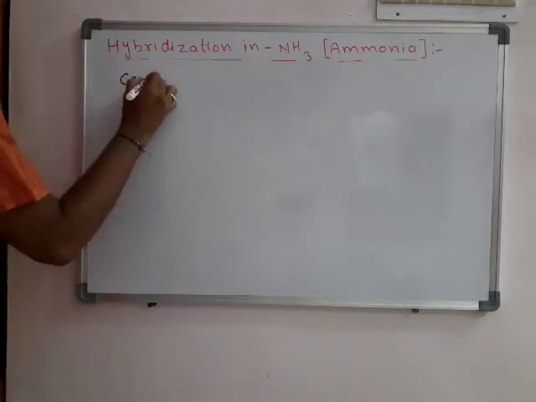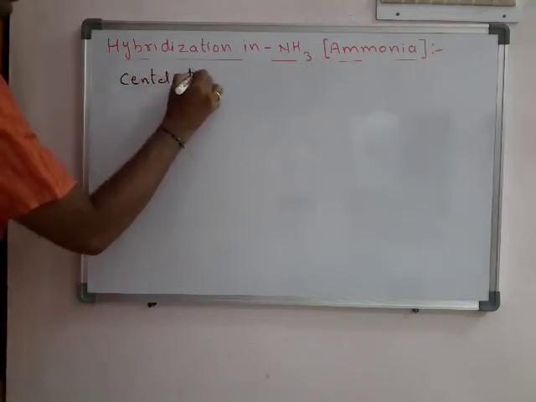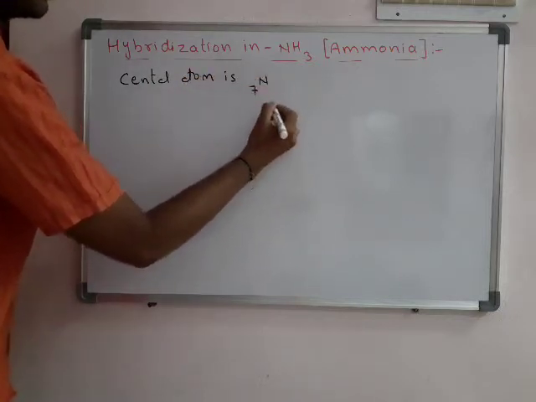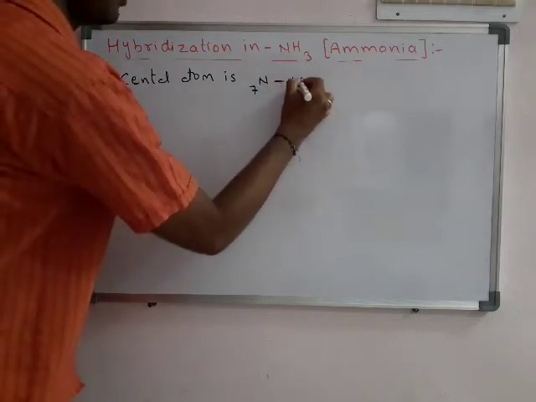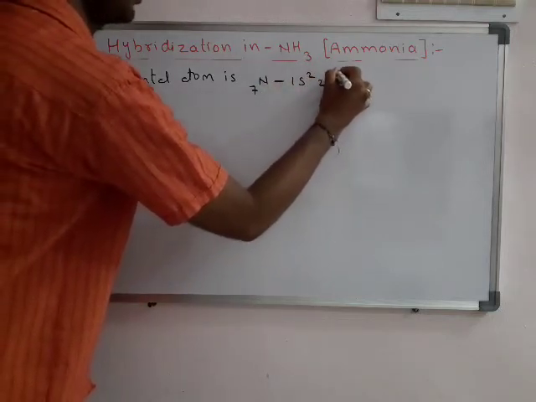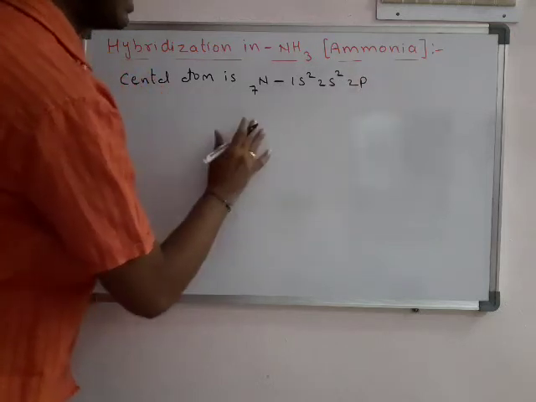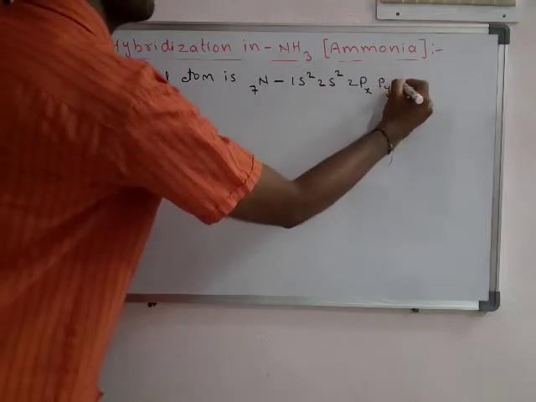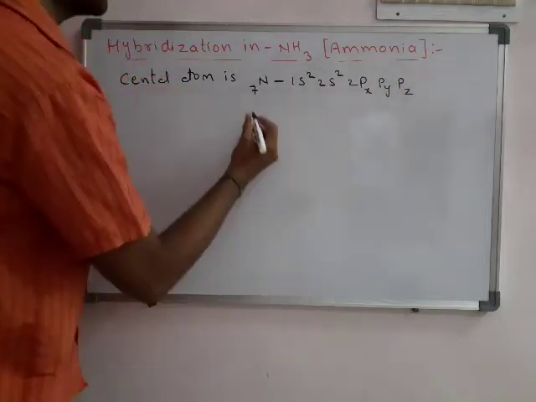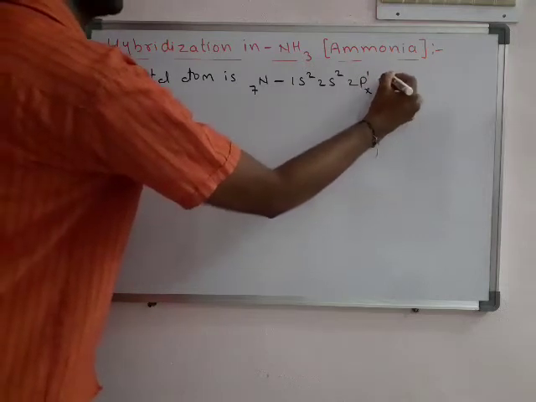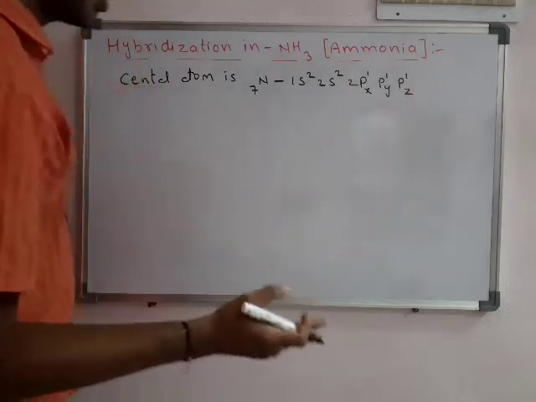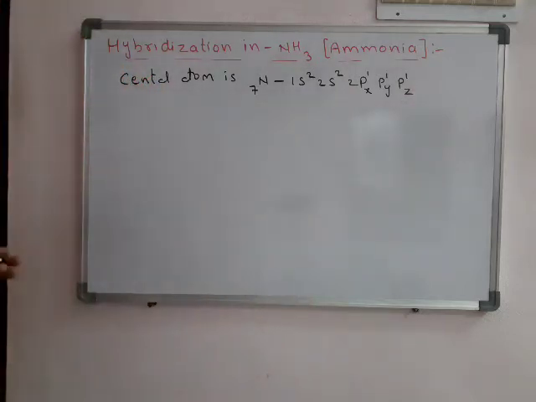So in NH3 the central atom is nitrogen. Nitrogen has atomic number 7. So what is the configuration? 1s2, 2s2. We need to split the last shell configuration in the p subshell. So 7 means 2px1, 2py1, 2pz1. If there were a possibility of 2d, there is no such subshell. There is no 2d subshell present in the second shell.